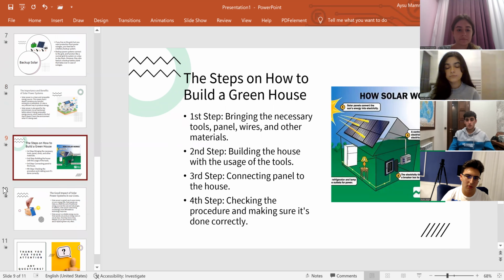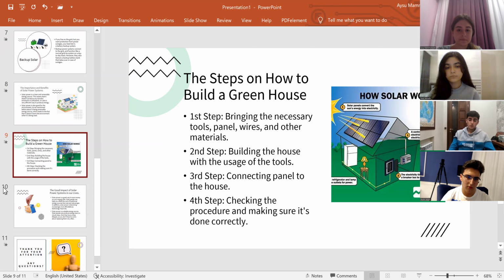Steps on how to build a greenhouse. So as our group, we had many processes, many steps in this project. First of all, the first one was collecting the materials, and our materials were wires, our solar panel, and our LED lamp. We have two types of wires. One of them was blue and one of them was red. So we tried to find which one is the plus charge and which one is the minus charge, and we found it. The red one was the plus charge and the blue one was the minus charge.